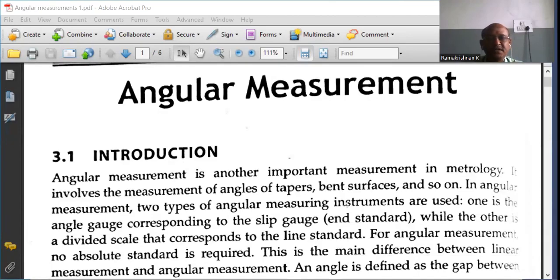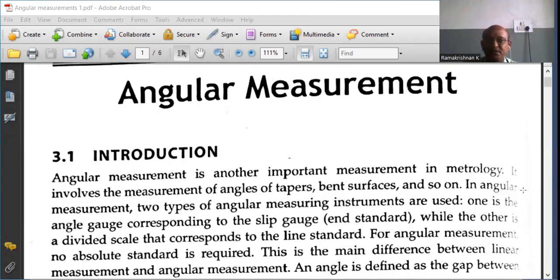Good morning, students. In continuation to the linear measurements, in this session, let us discuss the angular measurements. Angular measurement is also an important measurement in metrology. It involves the measurement of the angle of taper and the angle between surfaces.